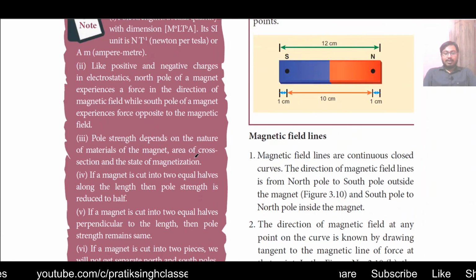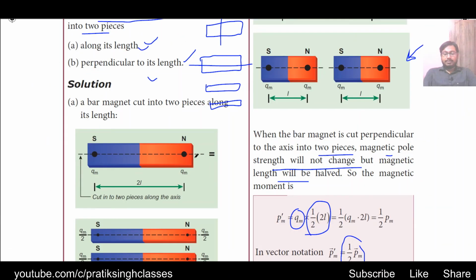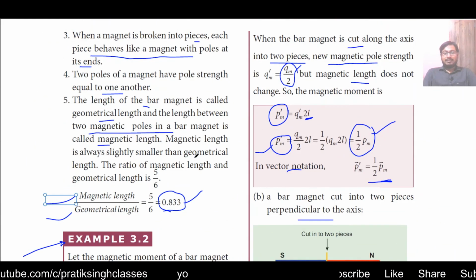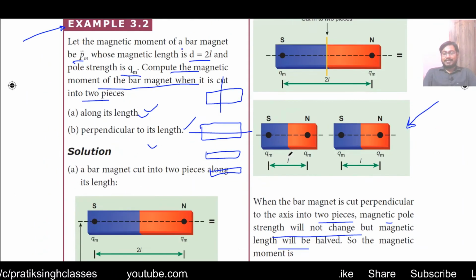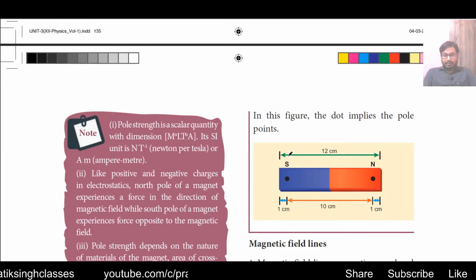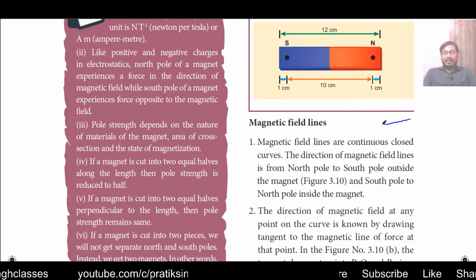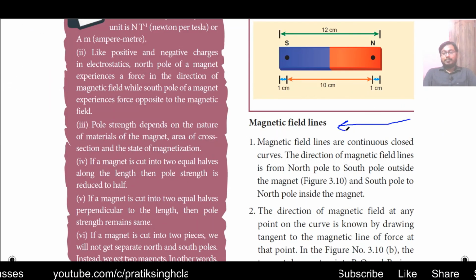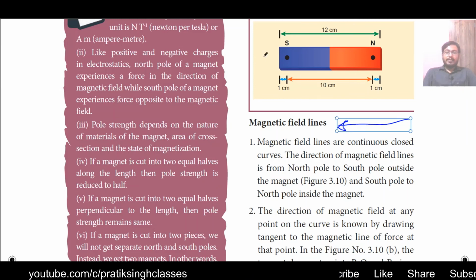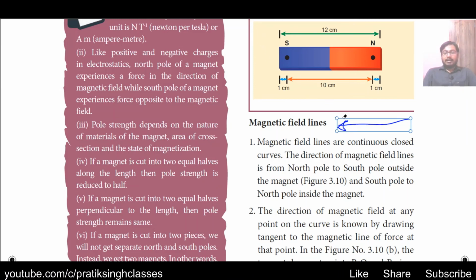So this is all about the magnetic properties. Today we have learned some terminologies related to magnetism and its basic properties. In the next video we will study magnetic field lines. Earlier, in previous chapters, we have seen electric field lines. In this chapter we will see field lines with regard to magnets.